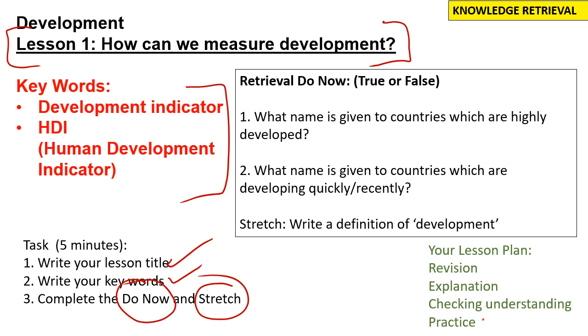So we have here a do now on the right. What name is given to countries which are highly developed? See if you can remember this from your previous learning. Don't worry if you can't, because we will go through the answers. Second question there, and a stretch. You may want to pause this screen, take 2 or 3 minutes to complete this task.